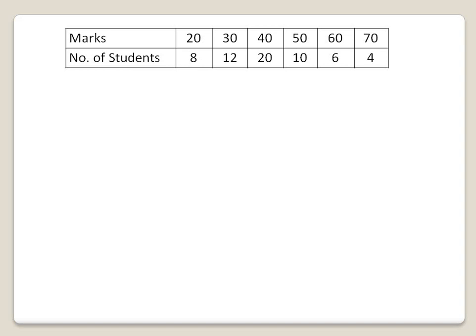The marks and the number of students are given. Here the data is ungrouped frequency distribution. In a certain examination, the students get marks 20, 30, 40, 50, 60 and 70, and out of total students, 8 students get 20 marks, 12 get 30 marks, 20 get 40 marks, 10 get 50 marks, 6 get 60 marks and 4 get 70 marks. Here the marks and number of students are given and we have to find mean by assumed mean method.